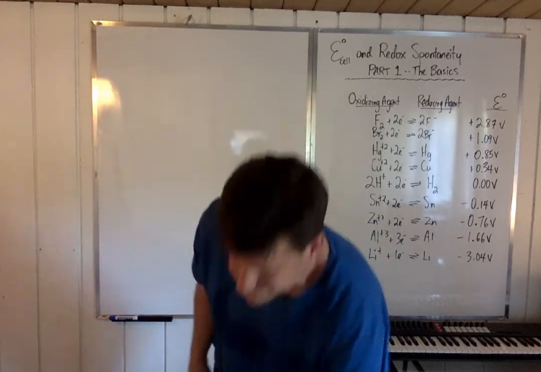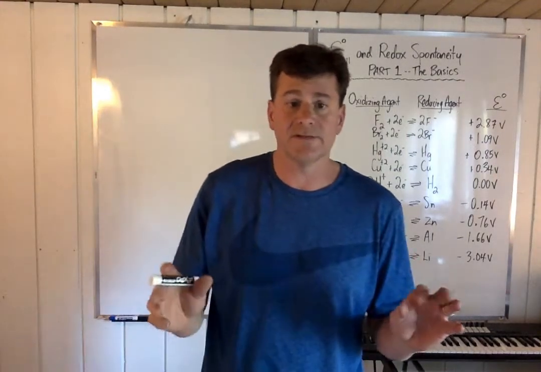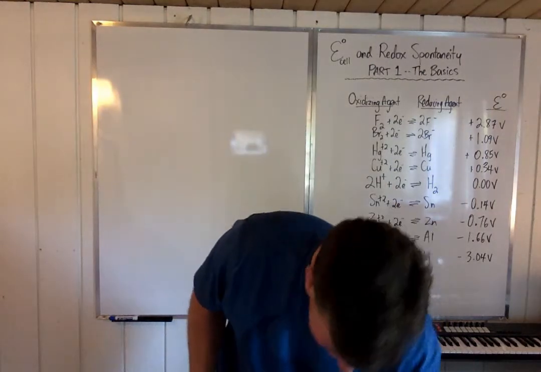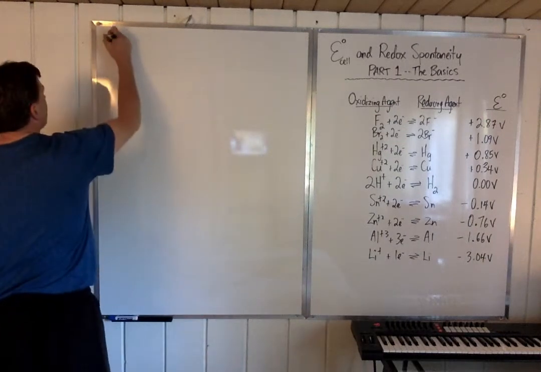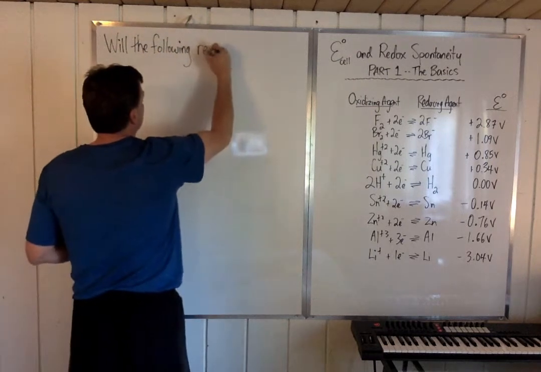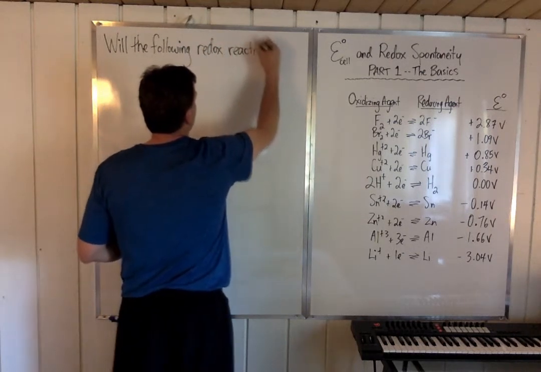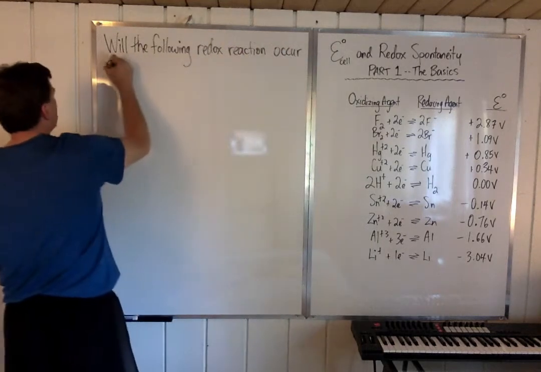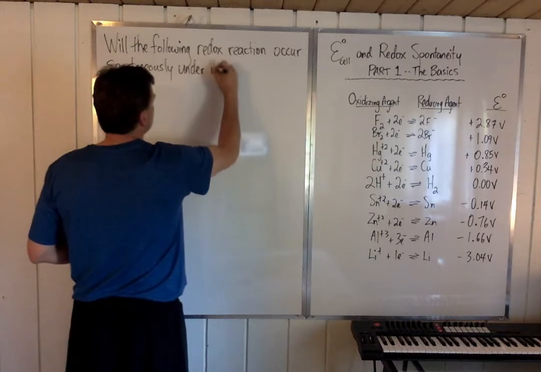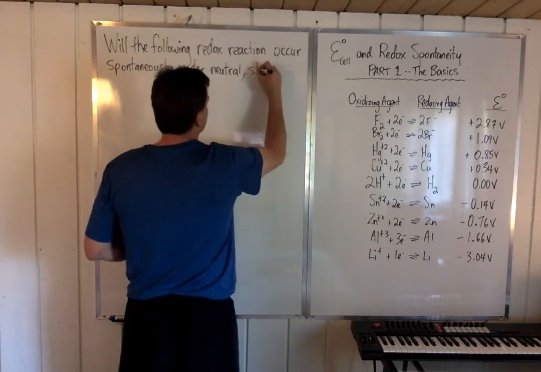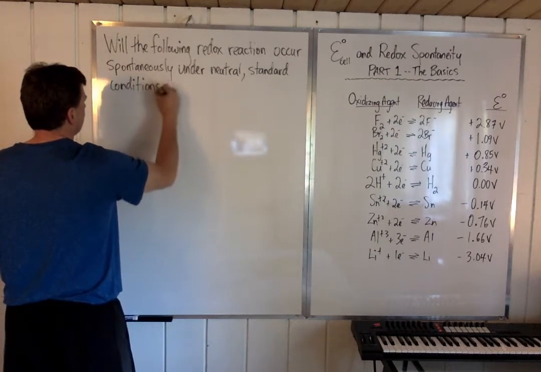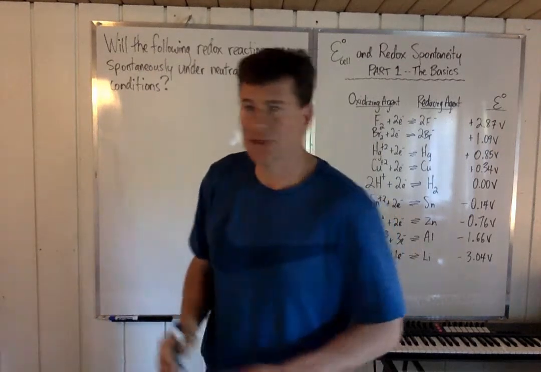Here's the idea. I'm going to ask a question, and I'm going to frame the rest of the class on this one question and the use of the table and what it all means. So the question is: will the following redox reaction occur spontaneously under neutral, standard conditions?